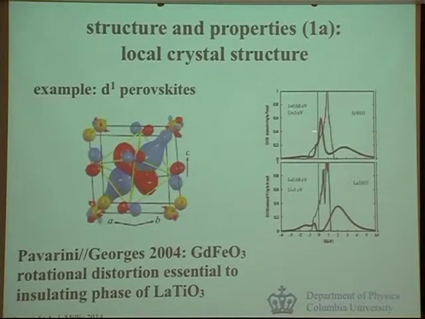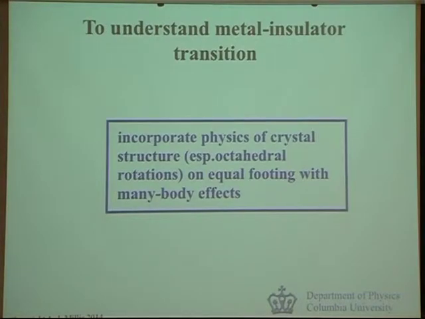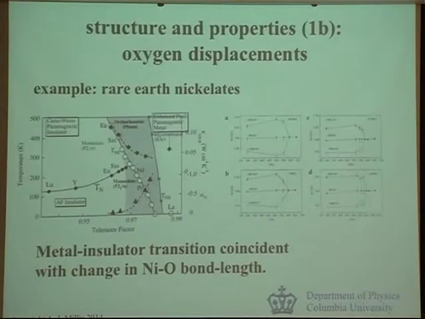And the interesting contrast is this material strontium vanadate, which has essentially the same d-electron valence, but is in a cubic structure and remains metallic. So to understand the metal-insulator transition, you need to incorporate the physics of crystal structure, for example, on octahedral rotations, on an equal footing with many body effects. A second thing, which I will come back to, is the rare earth nickelates, things like LaNiO3, yttrium NiO3, lutetium NiO3. These materials have a metal insulator and magnetic non-magnetic phase diagram, which is quite complicated.